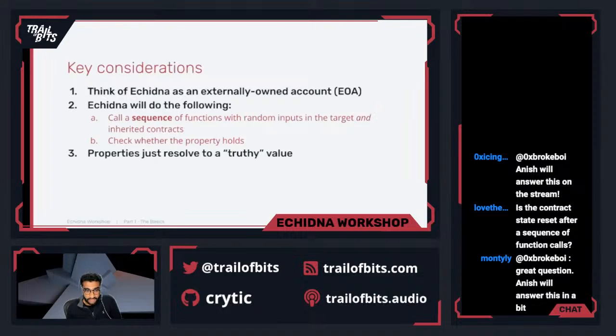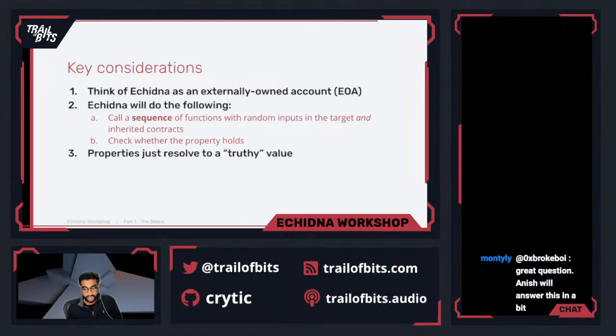And the last thing I want to highlight is that properties just resolve to a truthy value. What I mean by a truthy value is that it resolves to a Boolean. Properties are just like system truths or expected truths. So when you think of properties, just think of them as: this should be true, or this must equal this, or this must be greater than this. It's just things that can resolve to a Boolean true or false. And thus properties are usually prescribed as just Boolean statements. And we'll look at that in the exercise as well.